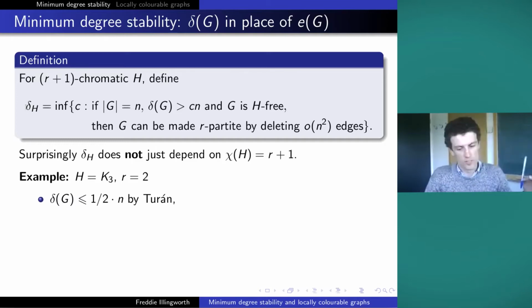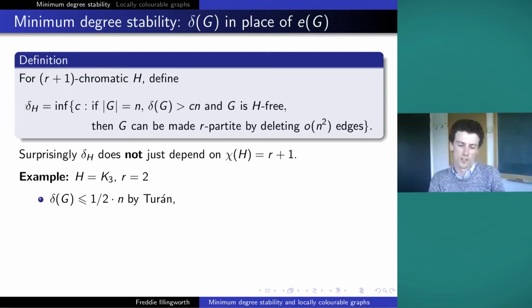So for edge stability, we said there was stability at 1 minus 1 over r, and nothing below that; that's all you have. Here we're going to see it's a bit more nuanced. It doesn't just depend on the chromatic number, it depends on other structural properties of H. So let's start with a nice example.